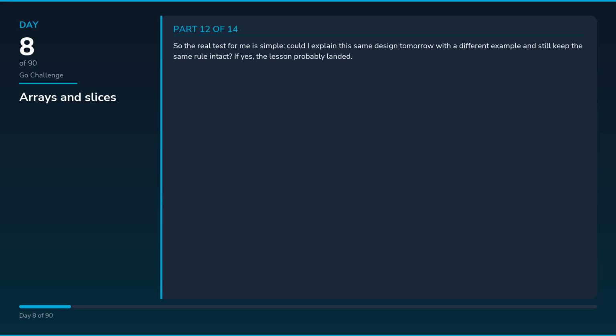So the real test for me is simple: could I explain this same design tomorrow with a different example and still keep the same rule intact? If yes, the lesson probably landed. I also like asking where the first confused teammate would get stuck. That question usually points straight at the place where the boundary is still implied instead of written down. When the code is shaped well, the packages, functions, and error paths tell the same story. When they do not, the mismatch shows up in review long before it shows up in production.